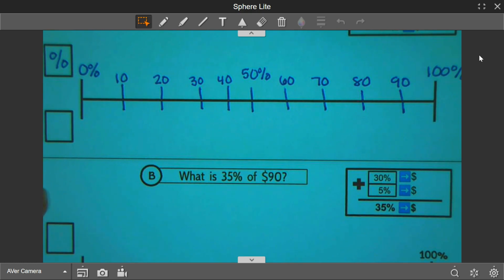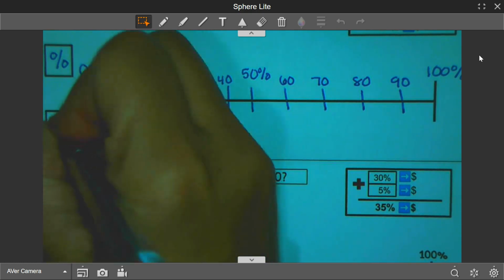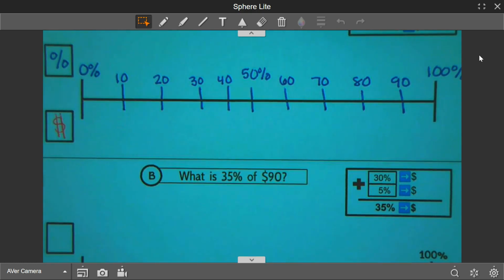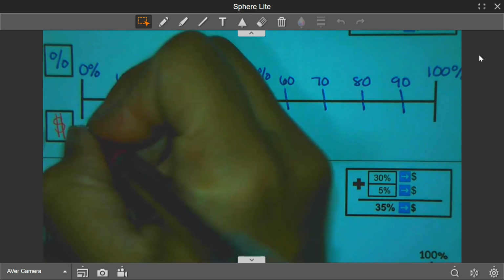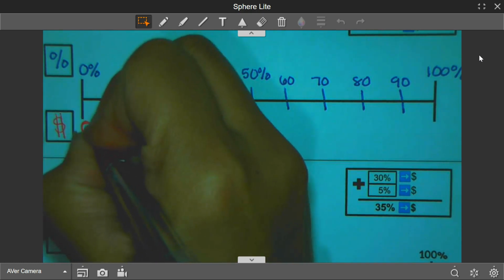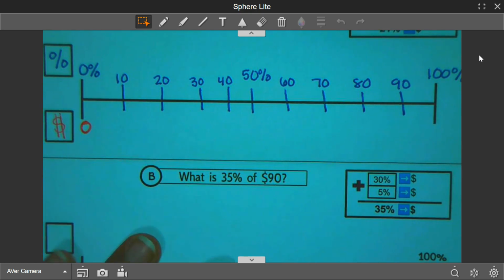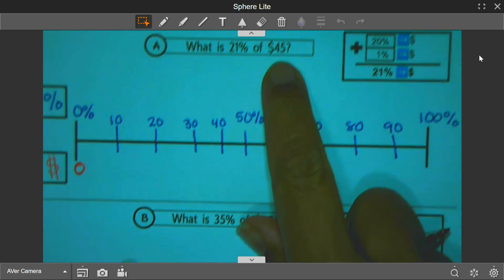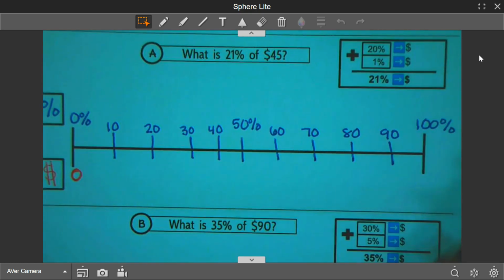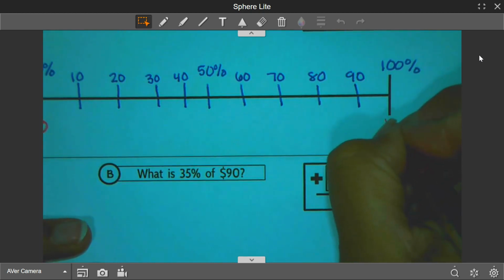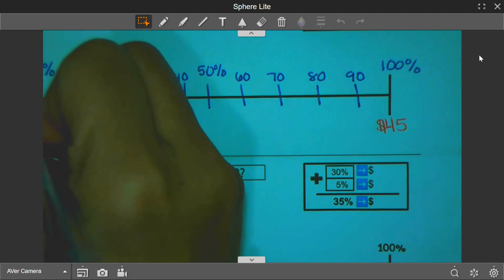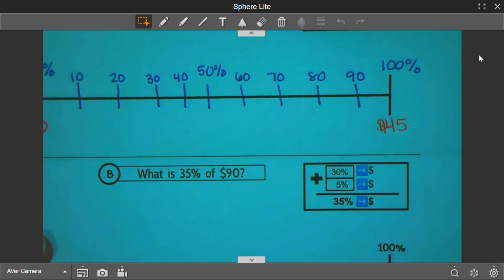All right, now the bottom. We're talking about money in these practice problems, so we're going to represent that with a dollar sign. I start off with $0. And in this problem, it says 45, so I need to go to $45. So $0 and $45.